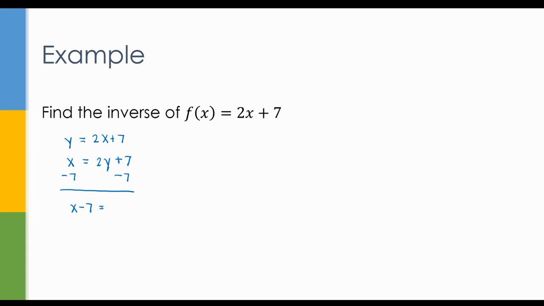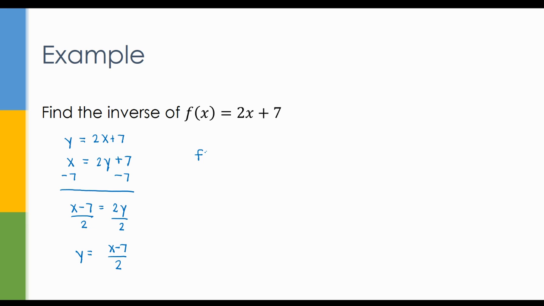Now we have x minus 7 equals 2y, and then I'm going to divide by 2. So we get y to equal x minus 7 all over 2. Remember, we're trying to determine if I have a function here. So is y a function of x? Well, if I plug in a number for x, I'm only going to get one answer for y. So this one checks out. I do have an inverse function.